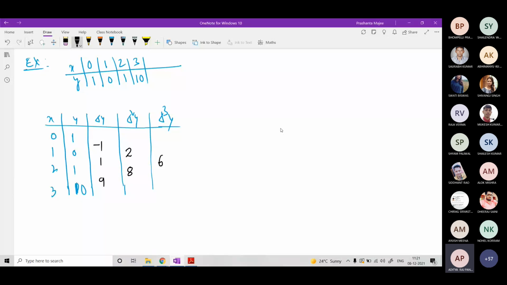So the same table will be in case of backward difference. There you will write down the same table: X, Y, nabla Y, nabla square Y, nabla cube Y.